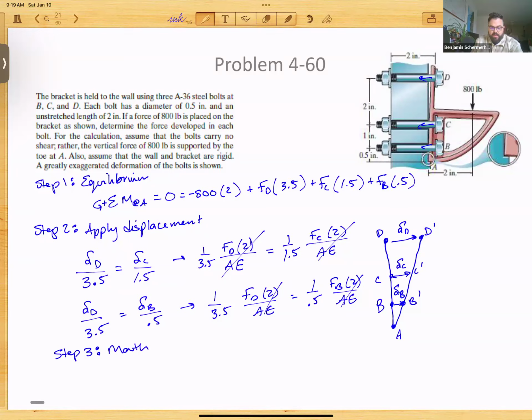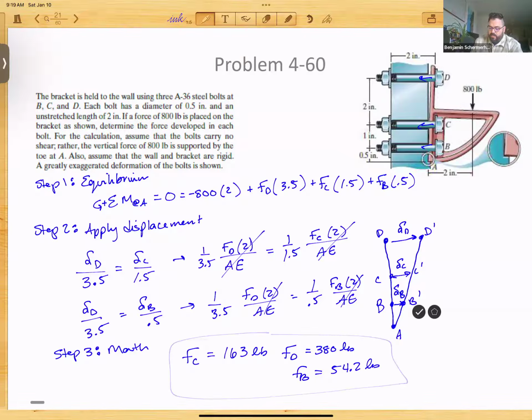So step 3 is math. We've got FC is going to be 163 pounds. FD is going to be 380 pounds. And FB is going to be 54.2 pounds.